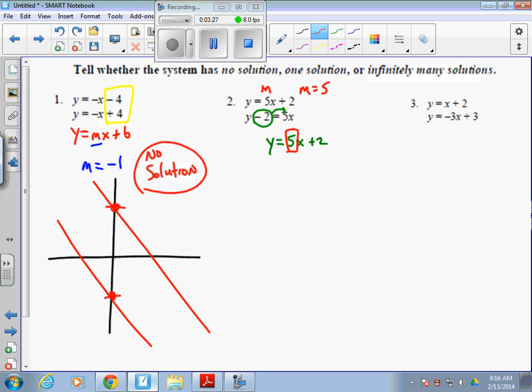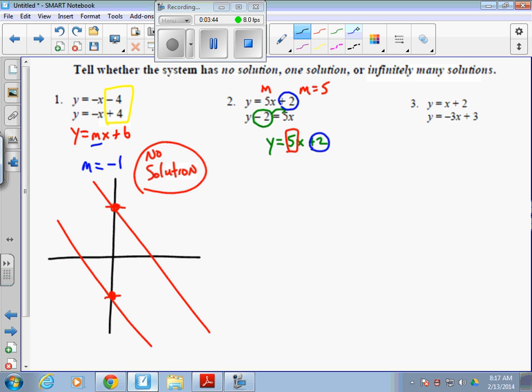So they have the same slope. So that's pointing towards parallel lines again. However, in this case, unlike number 1, the y-intercept values, positive 2, are exactly the same. So you have both the same slope and the same y-intercept.